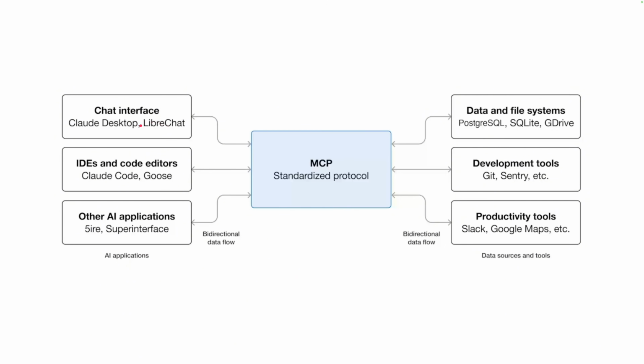So you could have a chat interface like Claude Desktop or LibreChat, or an IDE like Claude Code, VS Code, Cursor or Windsurf, or other AI applications that can connect via MCP. And MCP allows them to connect to other applications like data or file systems, maybe your PostgreSQL or Google Drive, or development tools like GitHub or GitLab, or productivity tools like Slack or Google Maps. So you have one single MCP that allows all these LLMs to connect to all these tools out there.